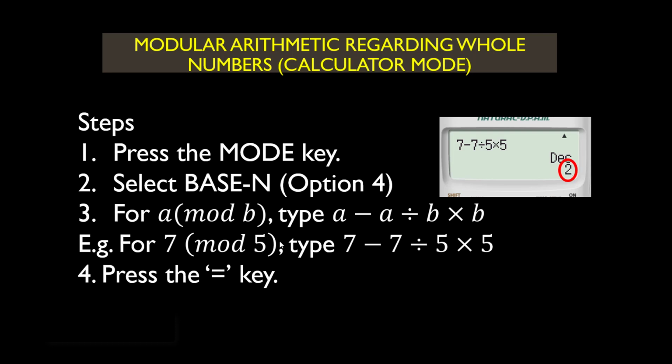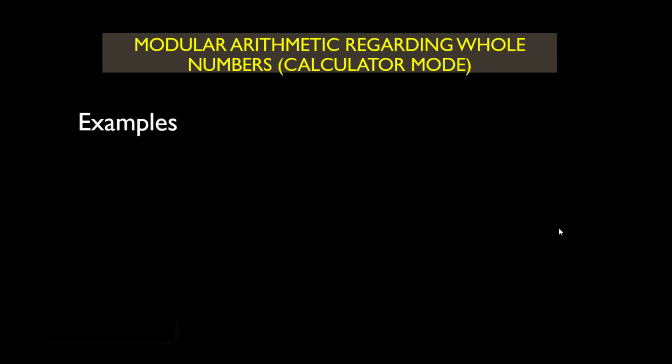7 minus 7 divided by 5 times 5 will simply give you 2. Try dividing 7 by 5. What do you get for the remainder? You realize that it's simply the number 2. Now let's look at some examples, in a practical way with the use of the calculator.